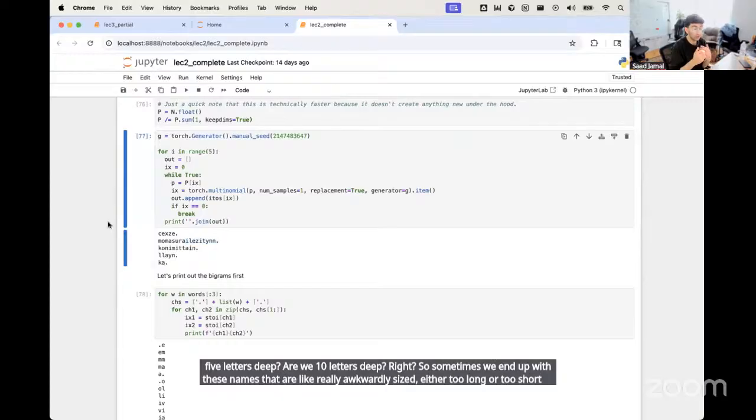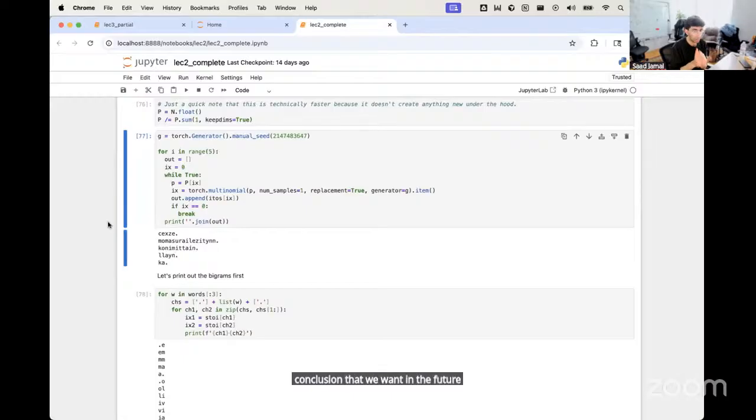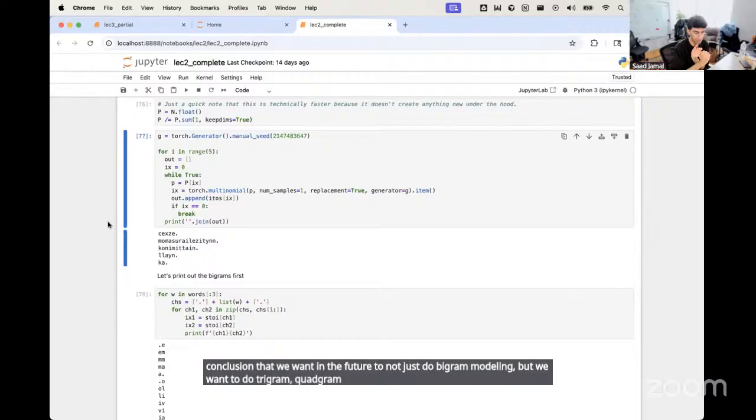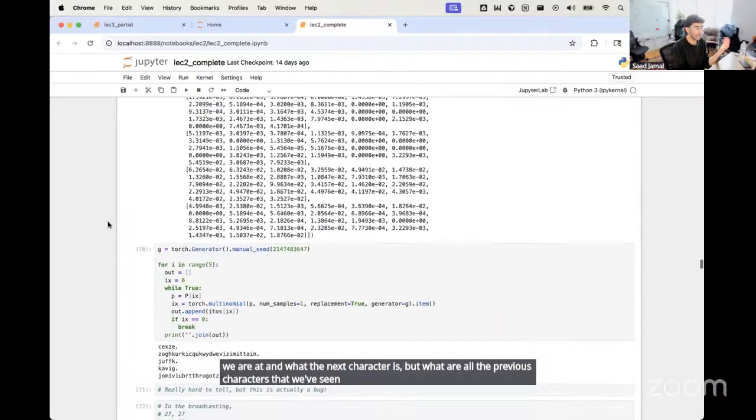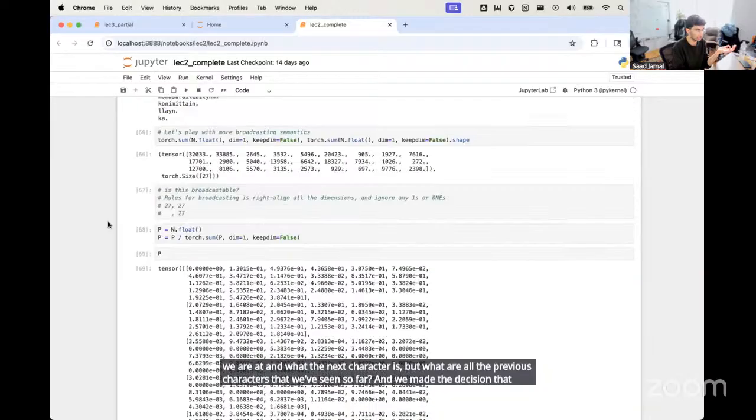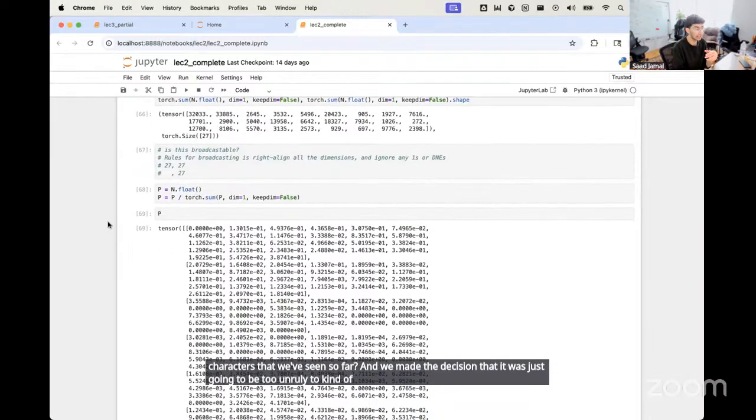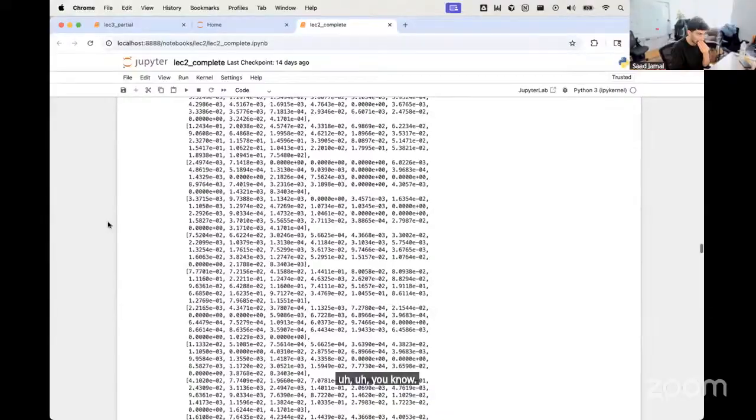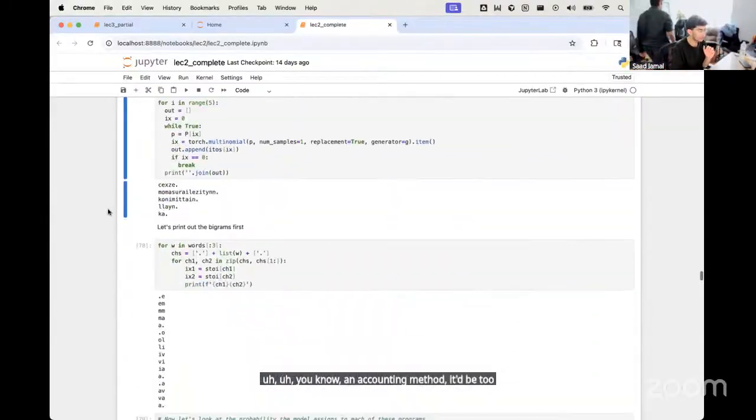So we came to this conclusion that in the future we want to not just do bigram modeling, but trigram, quadgram, pentagram, right? We want our model to have more and more context and look at not just the given character that we are at and what the next character is, but all the previous characters that we've seen so far. And we made the decision that it was just going to be too unruly and too difficult to do this with a counting method. So we wanted to train a neural net.